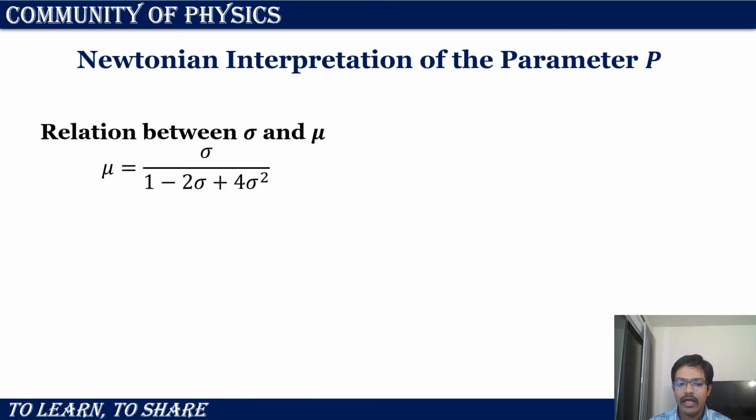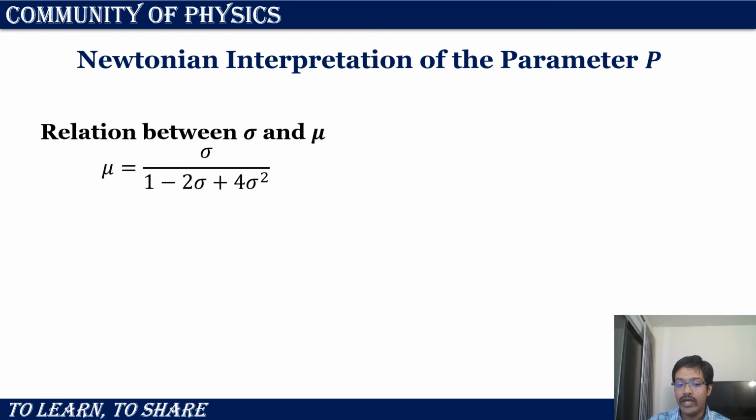Now we can have a Newtonian interpretation for parameter p, which people have been looking for a while. From previous papers, we have a relation between sigma, which is the spacetime parameter in Levi-Civita spacetime, and mu, the linear mass density of an infinitely long straight mass. The relation is mu equals sigma over 1 minus 2 sigma plus 4 sigma squared.